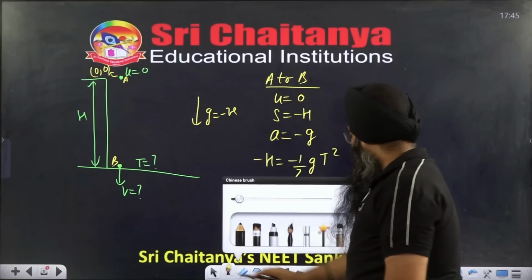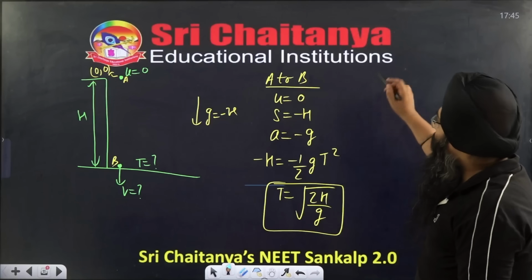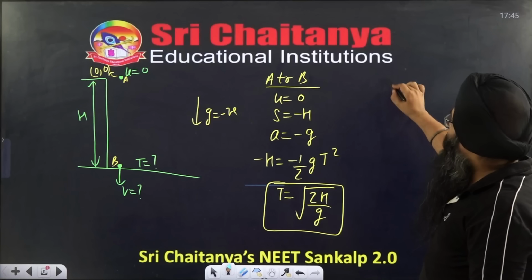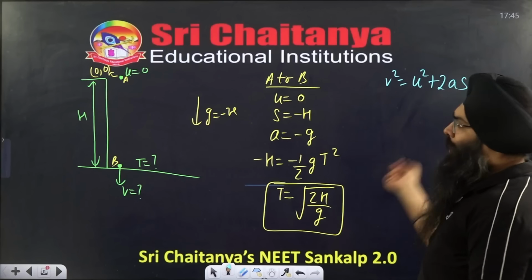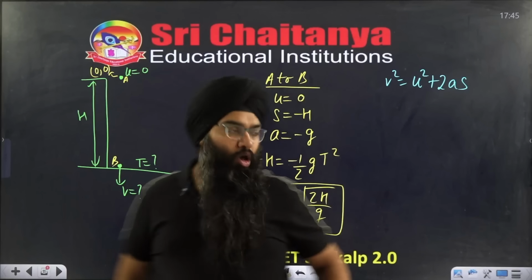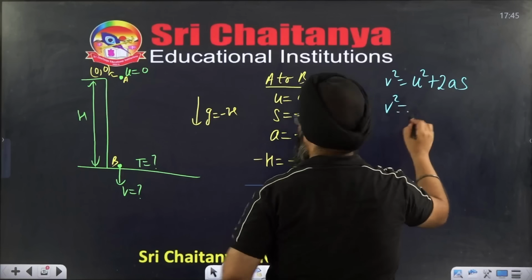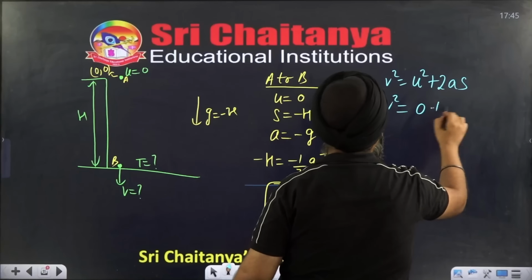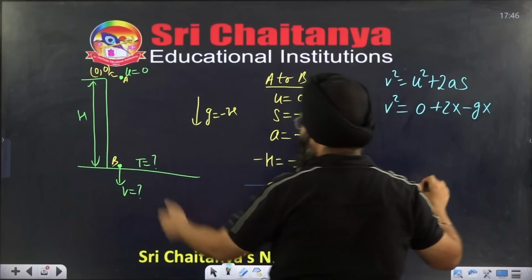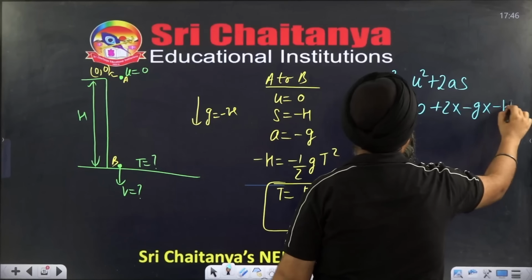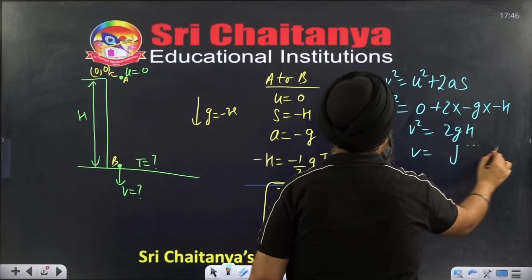One more thing which I want to calculate is the velocity v of the particle. So velocity can be calculated like what? From A to B, I will apply v square is equal to u square plus 2as. Either I can apply this or I can directly apply v is equal to u plus at, because now I have calculated the time also. So v square is equal to, initial speed is 0, so 0 plus 2 into acceleration, which is minus g, into displacement, which is minus h. So v square is equal to 2gh. So v will be equal to under root of 2gh.